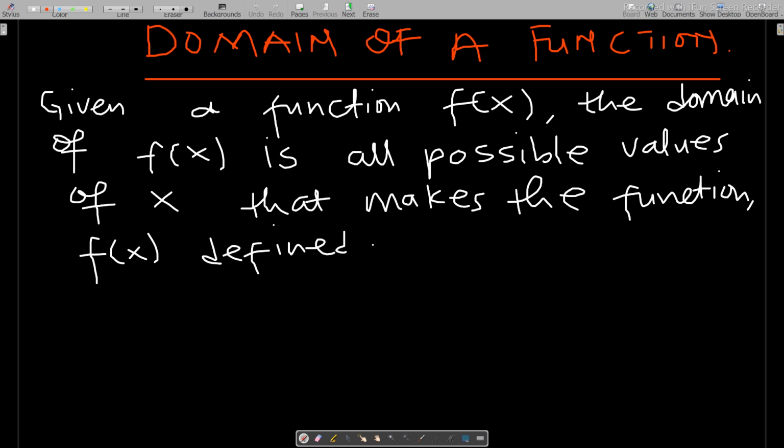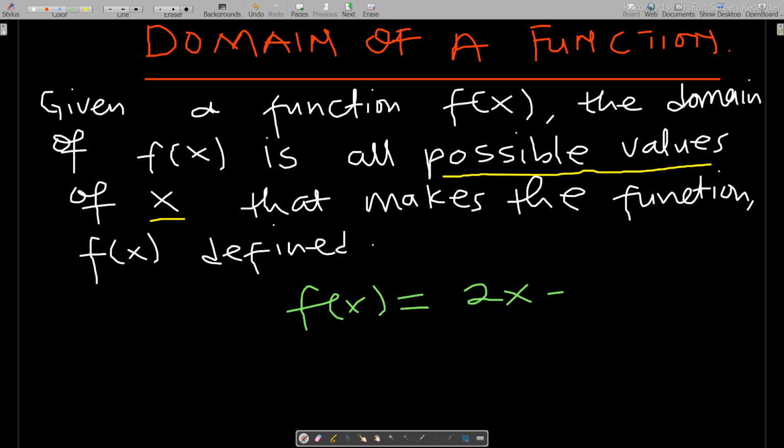So, domain of a function. Given a function f of x, the domain of f of x is all possible, this is very important, all possible values of x, that is the independent variable, that make the function f of x defined. So let's say I have a function f of x equals 2x minus 1, then the domain of this function will be all the possible values of x that when I plug in here will make this function defined.